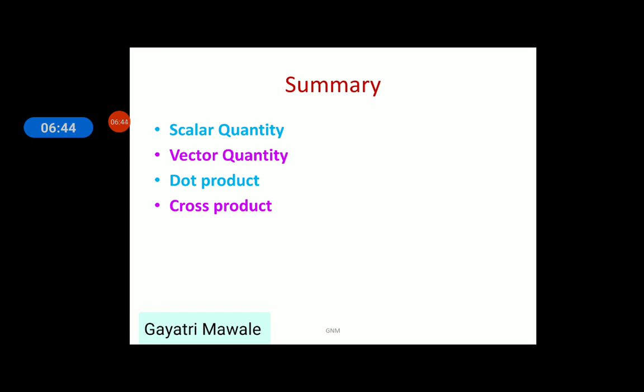In this lecture, we have seen what is scalar quantity, what is meant by vector quantity. We have seen examples of scalar and vector quantities. Further, we have discussed types of vectors as free vector, fixed vector and sliding vector. Further, we have seen dot product of vectors and cross product of vectors.